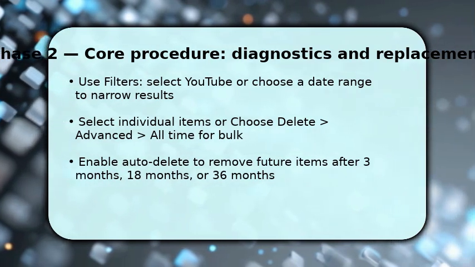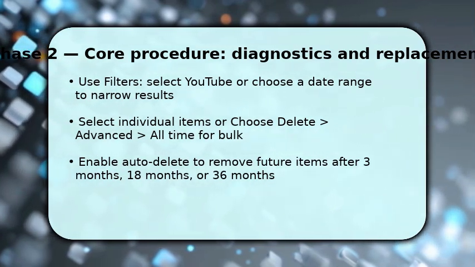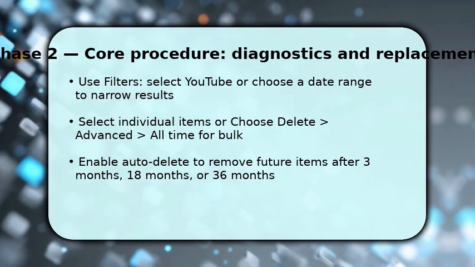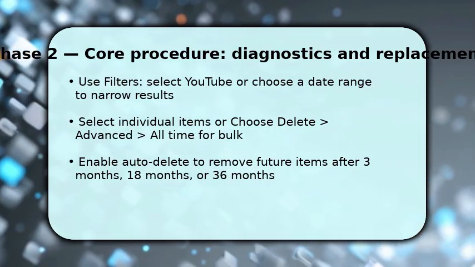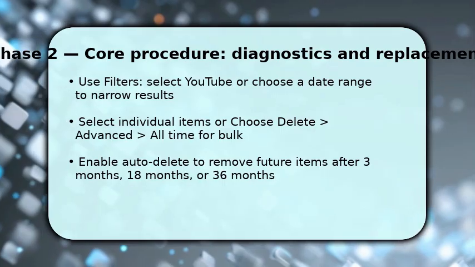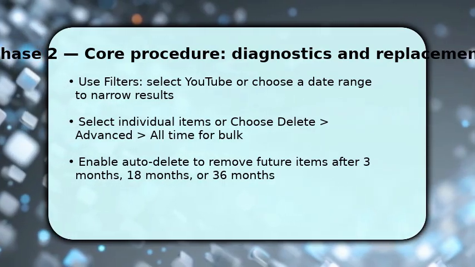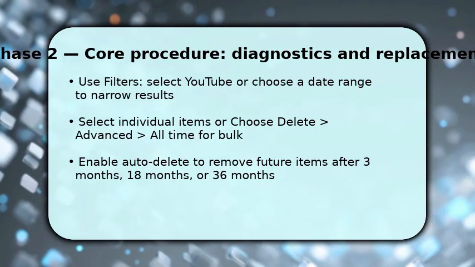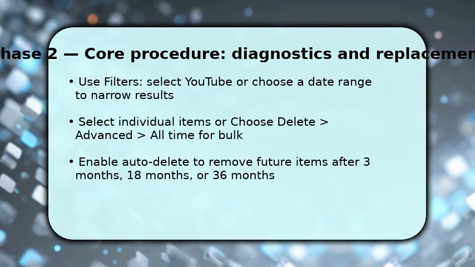Use filters to show only YouTube watch or search activity, then tap the three-dot menu beside each item to delete. If you need a thorough sweep, choose Delete Advanced All Time to remove everything. Make sure to enable auto-delete and pick an interval to stop future buildup automatically.